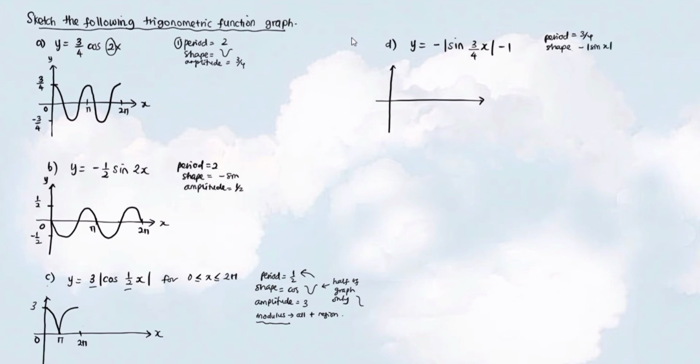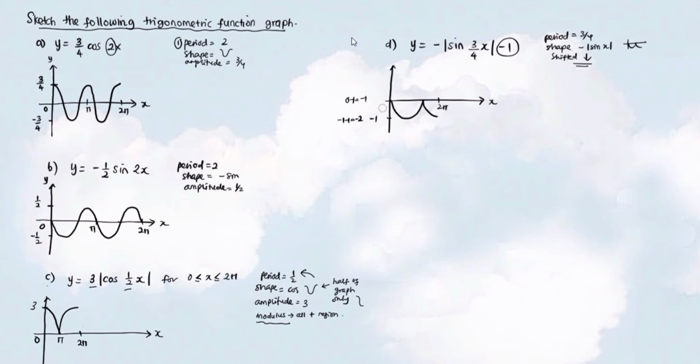Shape is negative sine x, shifted downwards. So now let's sketch the graph. So this one is 3/4 cycle, so minimum is -1. The graph is shifted downwards by 1. So 0 minus 1 is -1, -1 minus 1 is -2.